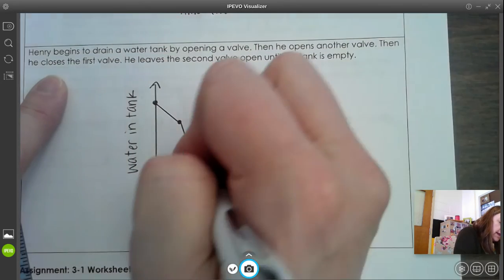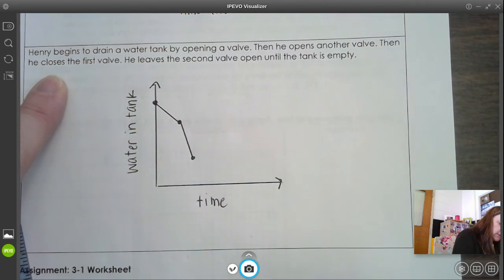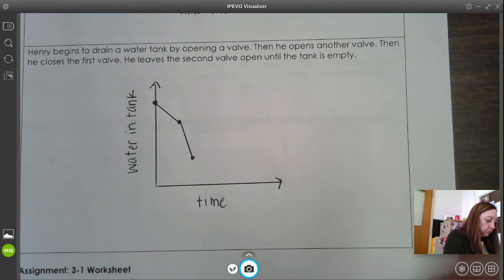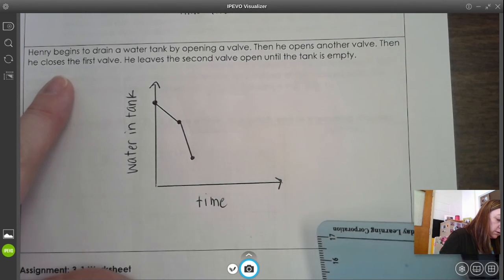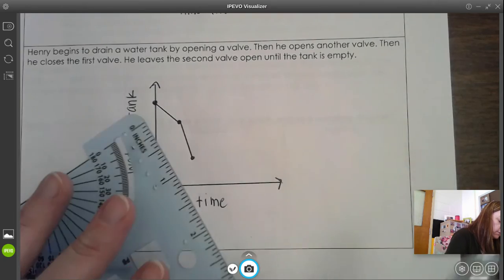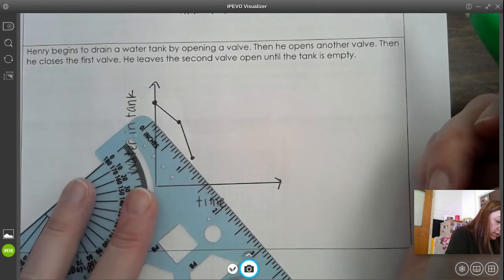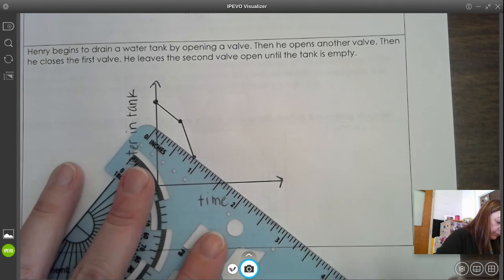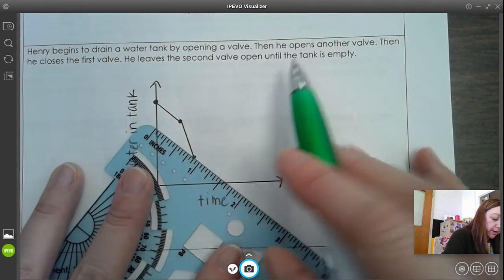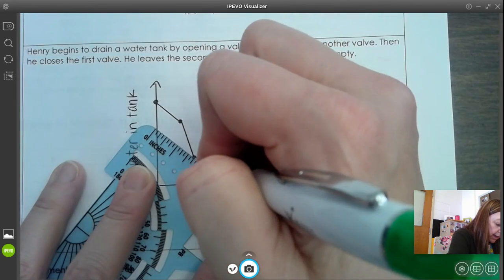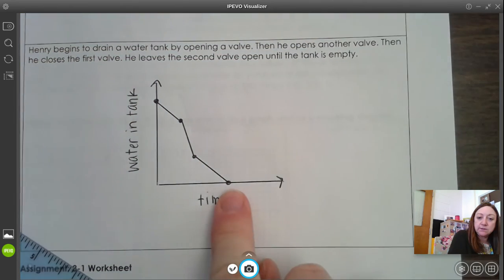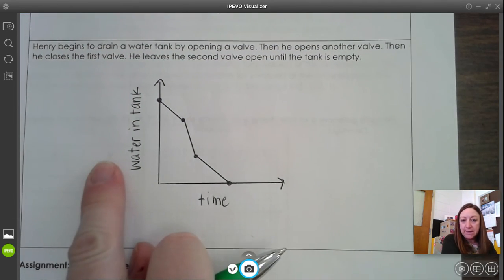Okay, after that, he's going to close the first valve. Let's see here. So when he closes one, it's going to slow down. And then he's going to leave that other one open until it's empty. So it's going to slow down again, but it's going to go all the way down until it empties, which means it's going to reach 0 water in the tank.